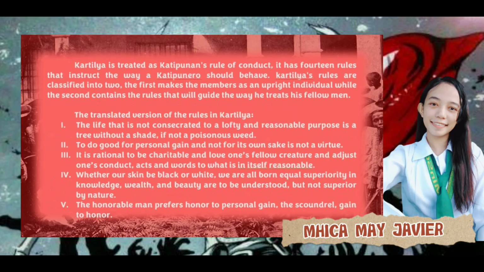Cartilla is treated as Katipunan's rule of conduct. It has 14 rules that instruct the way a Katipunero should behave. Cartilla's rules are classified into two. The first makes the members an upright individual, while the second contains the rules that will guide the way he treats his fellow men. These are the translated version of the rules in Cartilla.